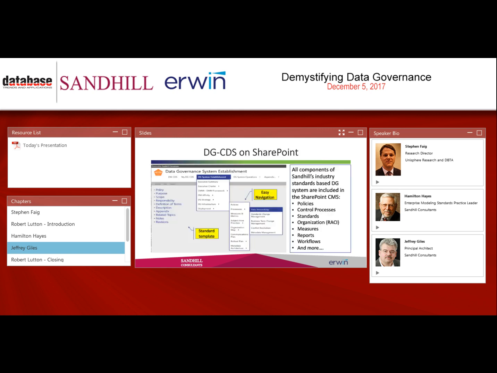Here you can see that we implement DGCVS on SharePoint. So in lieu of working with, let's say, the Irwin infrastructure that I mentioned earlier, this one here is a SharePoint implementation where all of the artifacts are actually hosted in a centralized area that people can drill through. So we've built a user interface on SharePoint that will allow you to navigate through all the different areas and structures to find the information that is important to you.